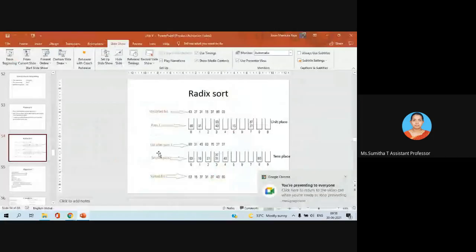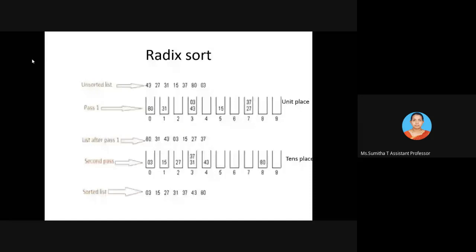So in the case of radix sort, in the first pass we have to.